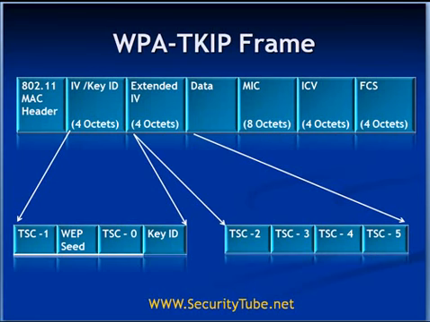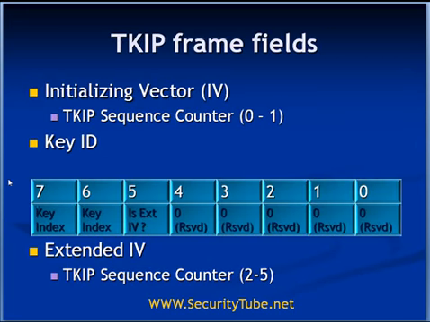Now what exactly is present as a key ID? Just wait for a while. TKIP frame fields: initialization vector IV, TKIP sequence counter 0 and 1. In this first IV or key ID field, TKIP sequence counter 0 and 1 are present. Then in the key ID, the LSB, the 7th bit, contains the key index, and the 6th bit again contains the key index. What these key indexes are we will see in successive videos. The 5th bit is the extended IV.